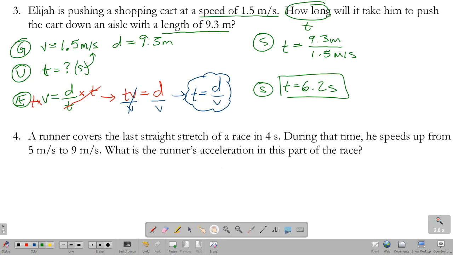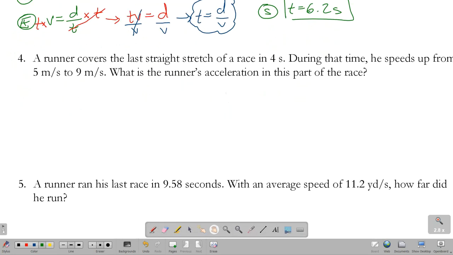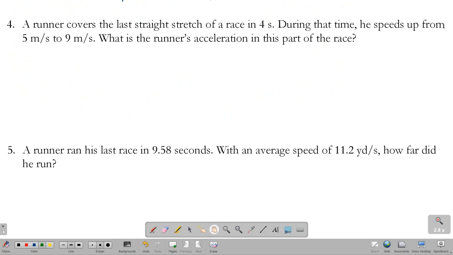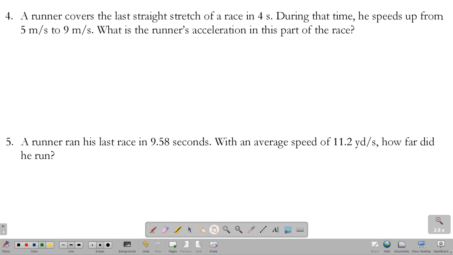Alright, let's move on to number 4. Okay, so it says a runner covers the last straight stretch of a race in 4 seconds. During that time, he speeds up from 5 meters per second to 9 meters per second. What is the runner's acceleration in this part of the race? Okay, so this is another acceleration problem. So in this, it gives us 3 things here.